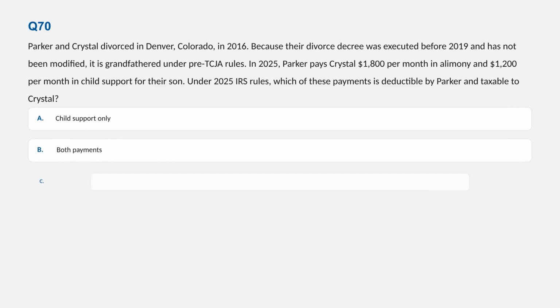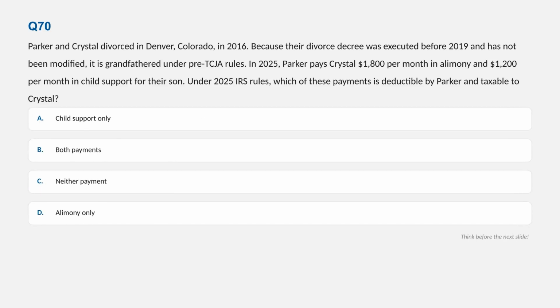Question 70. Parker and Crystal divorced in Denver, Colorado in 2016. Because their divorce decree was executed before 2019 and has not been modified, it is grandfathered under pre-TCJA rules. In 2025, Parker pays Crystal $1,800 per month in alimony and $1,200 per month in child support for their son. Under 2025 IRS rules, which of these payments is deductible by Parker and taxable to Crystal? A. Child support only. B. Both payments. C. Neither payment. D. Alimony only.